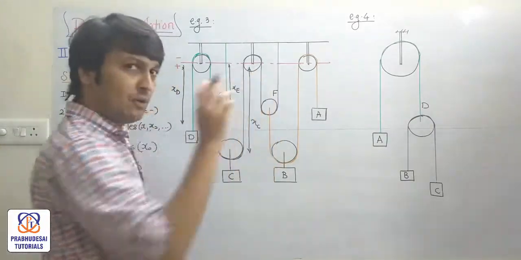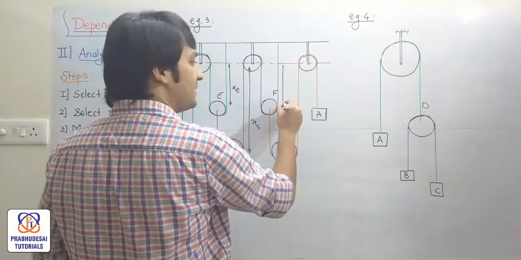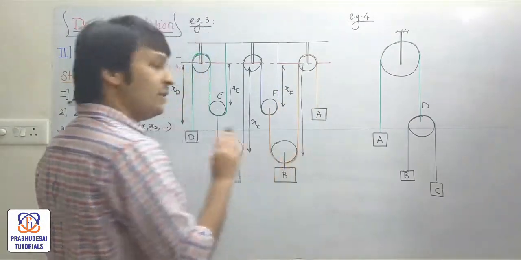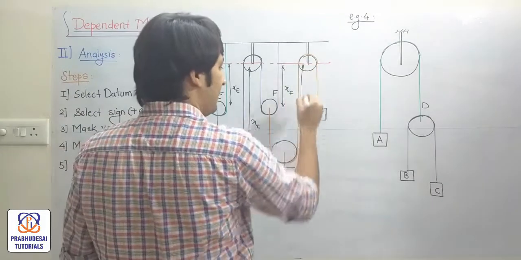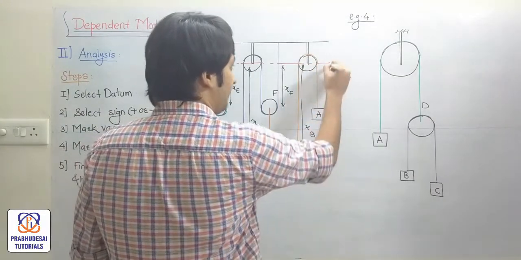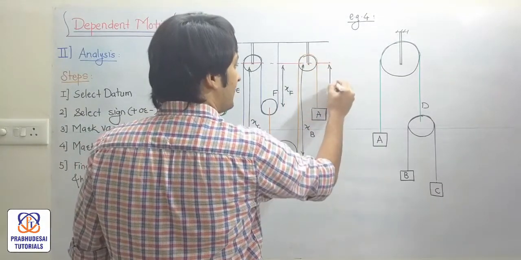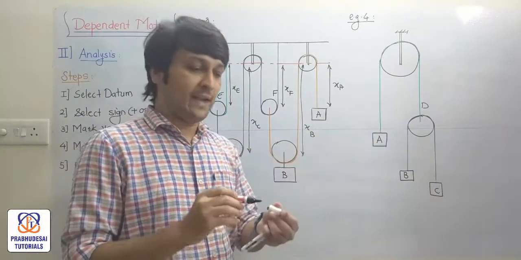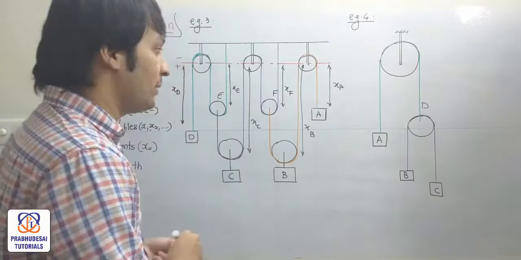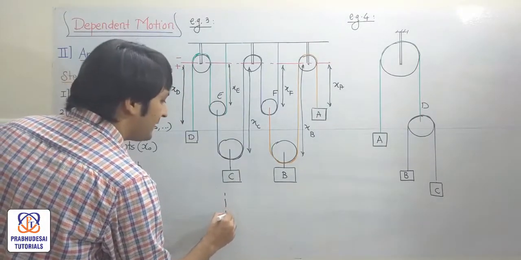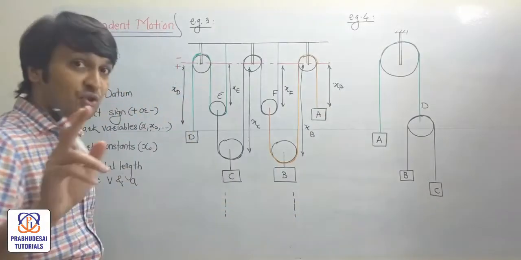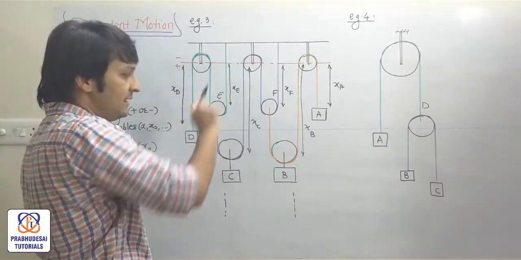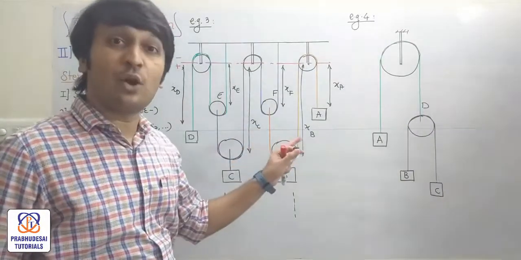Will this move up and down? Yes, this is a variable. That is not fixed. So it's XF. Will this move up and down? Yes, definitely. So that's a variable. I will call it XB. This will move up and down. I will call it XA because these all are variables, nothing fixed. And now I will divide this problem into 3 parts. Why 3 parts? Check this. Because you will find there are 3 lanes here. The first is green, the second is violet, and the third is orange.